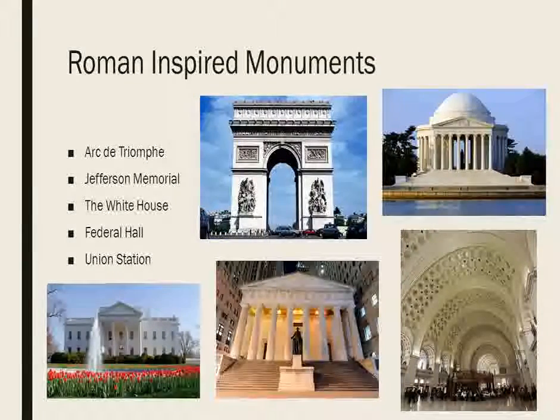So here we're able to see monuments that were inspired by Roman architecture. Obviously we have the Arc de Triomphe in France there. We have the Jefferson Memorial, the White House, Federal Hall, and Union Station. A lot of these have columns, arches, domes, lots of combinations of the Roman architecture that we just reviewed.